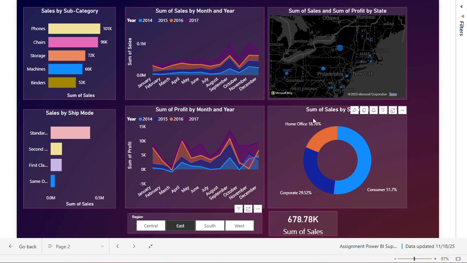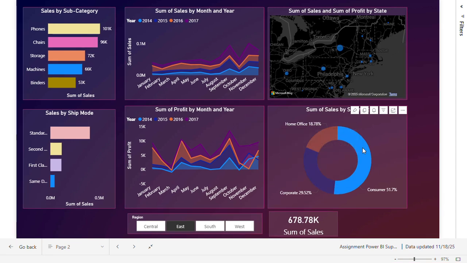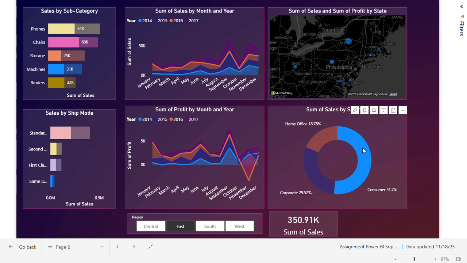Now we will see the customer segment analysis. Superstores sell to three customer segments, that is the consumer, the corporate, and the house or home office. So what are the key insights we can take from this? The consumer segment represents the biggest share of the sales, over 50%.